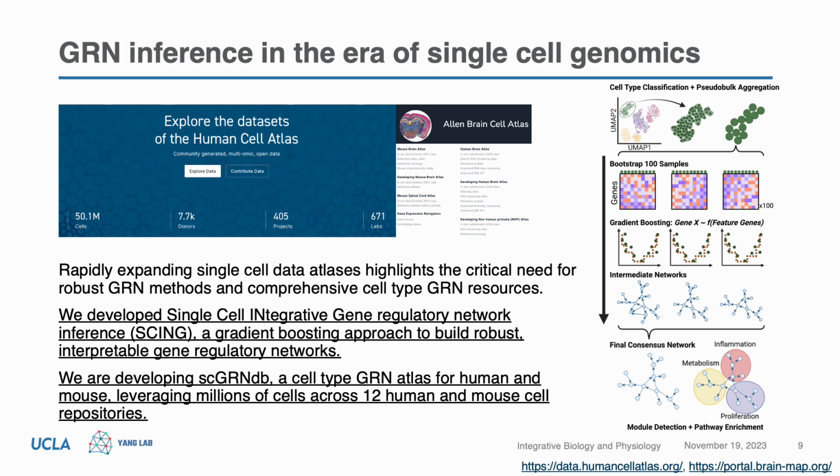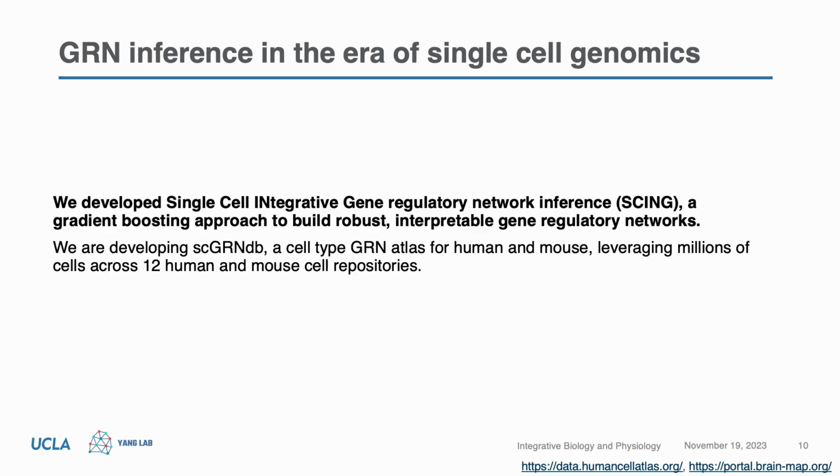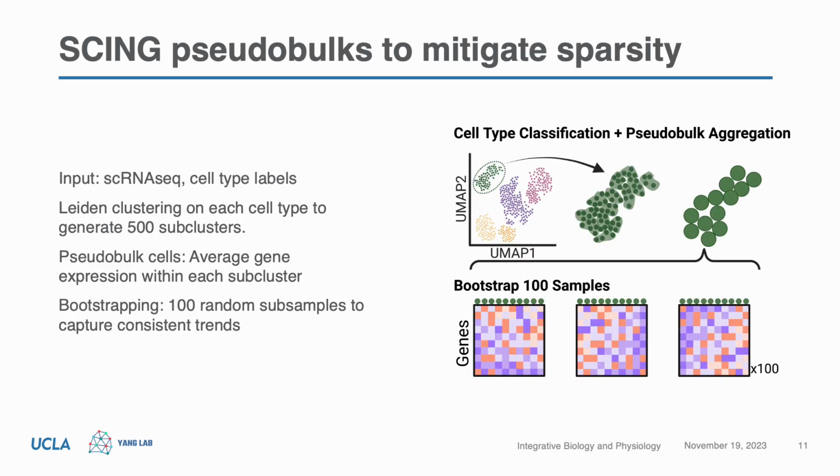So we developed a single-cell integrative gene regulatory network method called scGRN in our lab to build these GRNs from single-cell data, and we're applying it to a novel database called scGRNdb, which hosts cell-type GRNs and network analytical tools, leveraging millions of cells across these single-cell data atlases. First, I'll talk about the method scGRN and how it works.